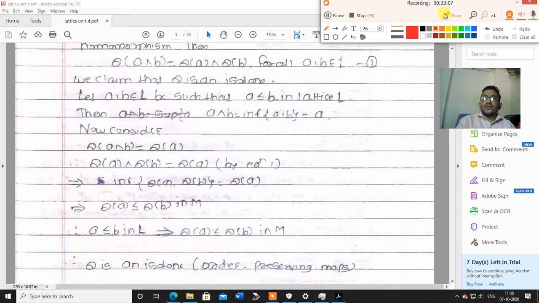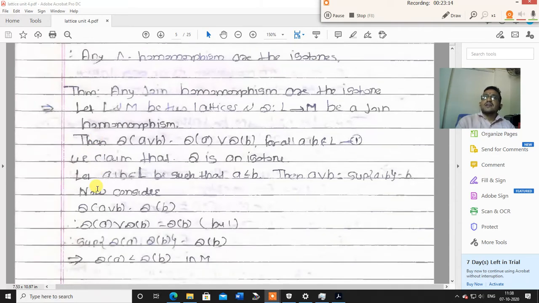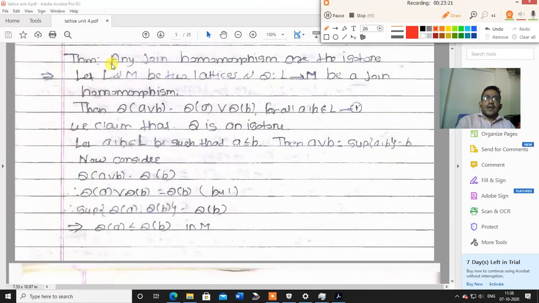Therefore any meet homomorphism is isotone. Similarly, we are now looking at whether any join homomorphism is isotone. So let L and M be two lattices and theta a join homomorphism. Then by definition of join homomorphism, theta of A join B is equal to theta of A join theta of B for all the elements of lattice L.